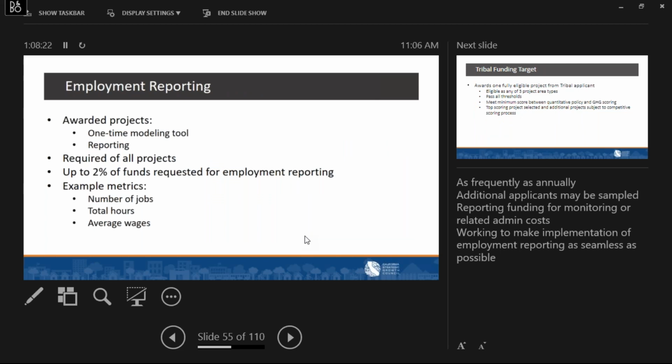Employment reporting. Newly instituted last round, employment reporting is required in round 5 of all AHSC awardees. There are 2 aspects to this, one being a basic model based off of the project's budget, and the second being actual outcomes-based reporting. Once your project starts construction, we'll be asking that you report on a couple of different metrics, including the number of jobs, the total hours, average wages, and benefits provided to the workers. This is just for awarded projects and will be done after award is made.